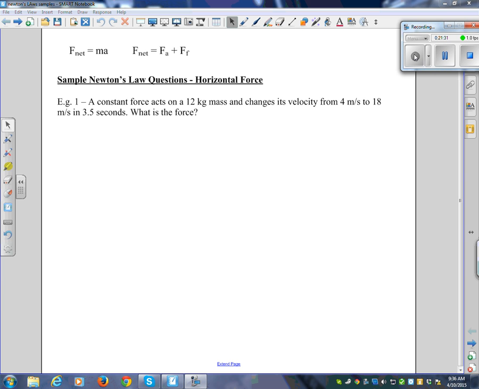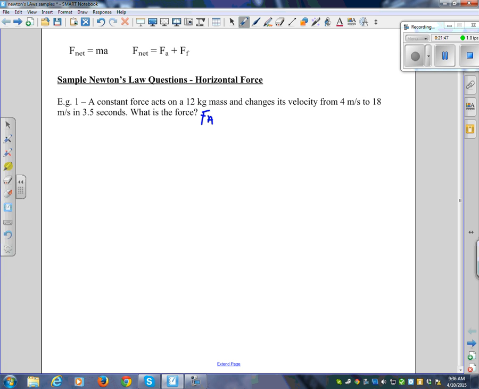Constant force acts on a 12 kilogram mass and changes its velocity from 4 meters per second to 18 meters per second in 3.5 seconds. What is the force? So what are they really asking you for? The applied force. They're asking you for the applied force.